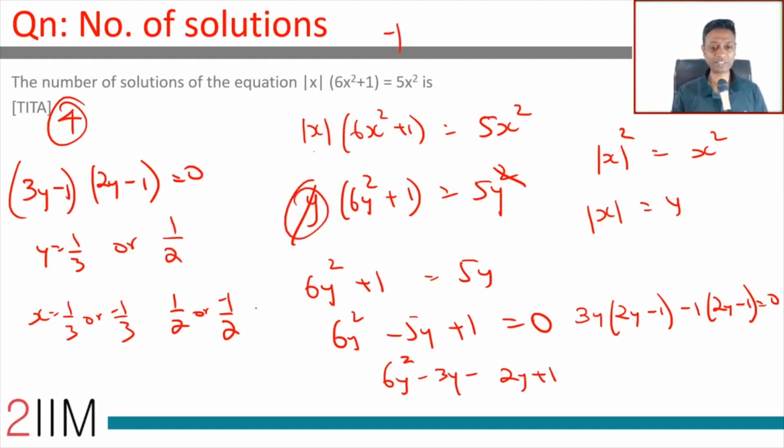Y is 0, x is 0. X is 0 is a trivial solution. You can look at this and say, put x equal to 0, both sides go to 0. So there are not 4 solutions, 5 solutions.